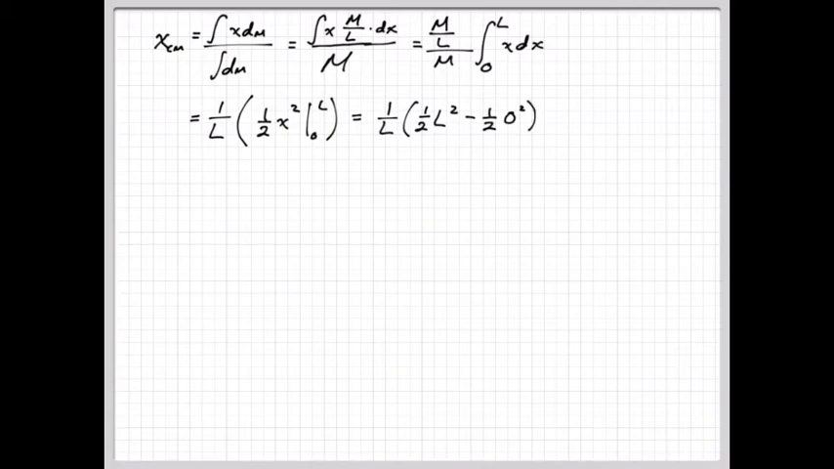Okay, so when I crunch that out, the 0 term disappears. We're left with 1 over L times 1/2 L squared. Cancel out the L's, and you end up with 1/2 the length as your center of mass. Now this should make sense. When we're talking about a uniform object, an object with uniform density, it would make sense that the center of mass would be right in the object's center.